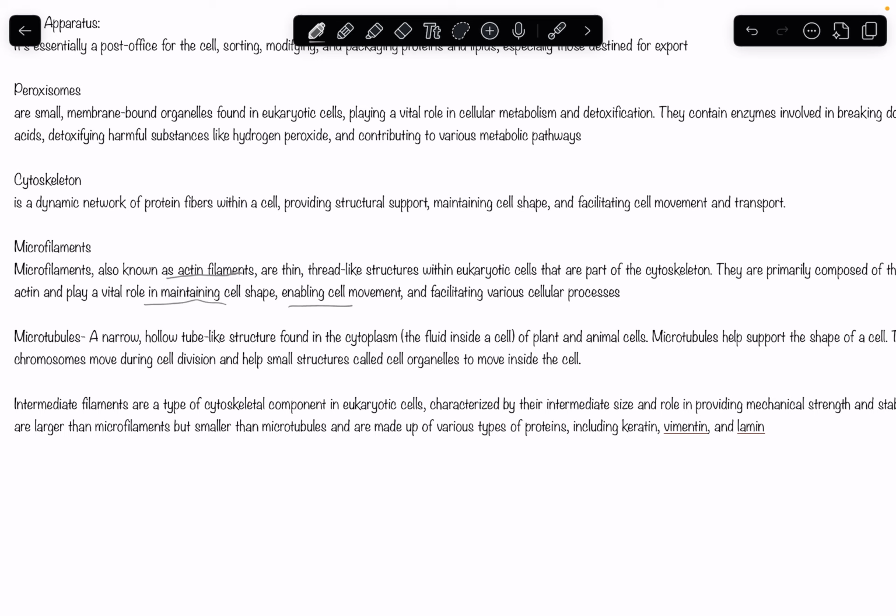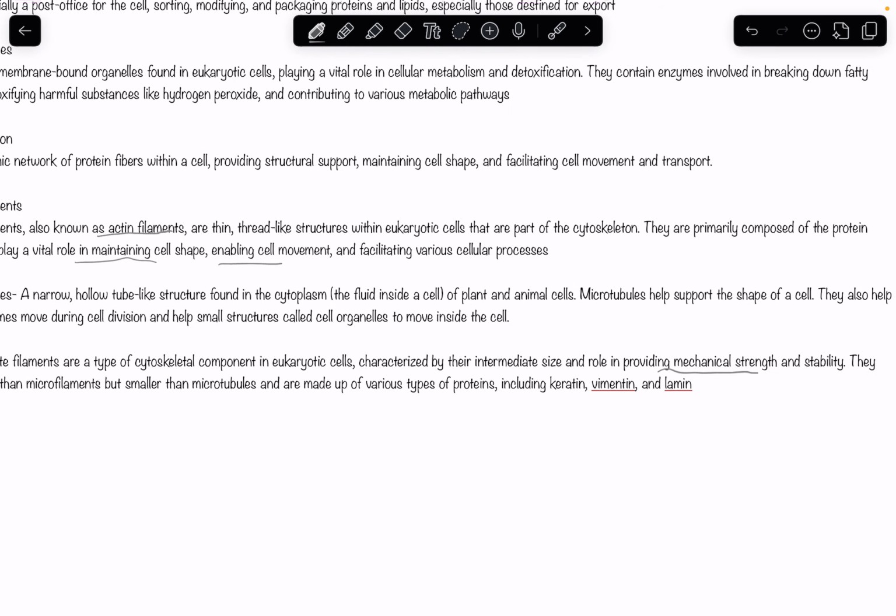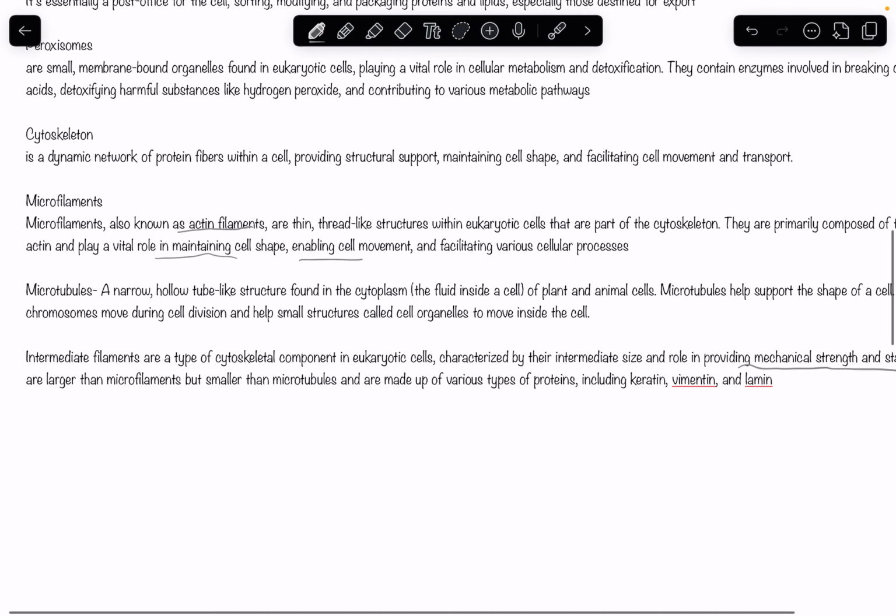And last but not least, intermediate filaments. So I've always looked at them as very structurally sound, right? Like they're strong, exactly right here, mechanical strength and stability. That's really what they do for the cell. They really give the cell that strength to withstand tension.